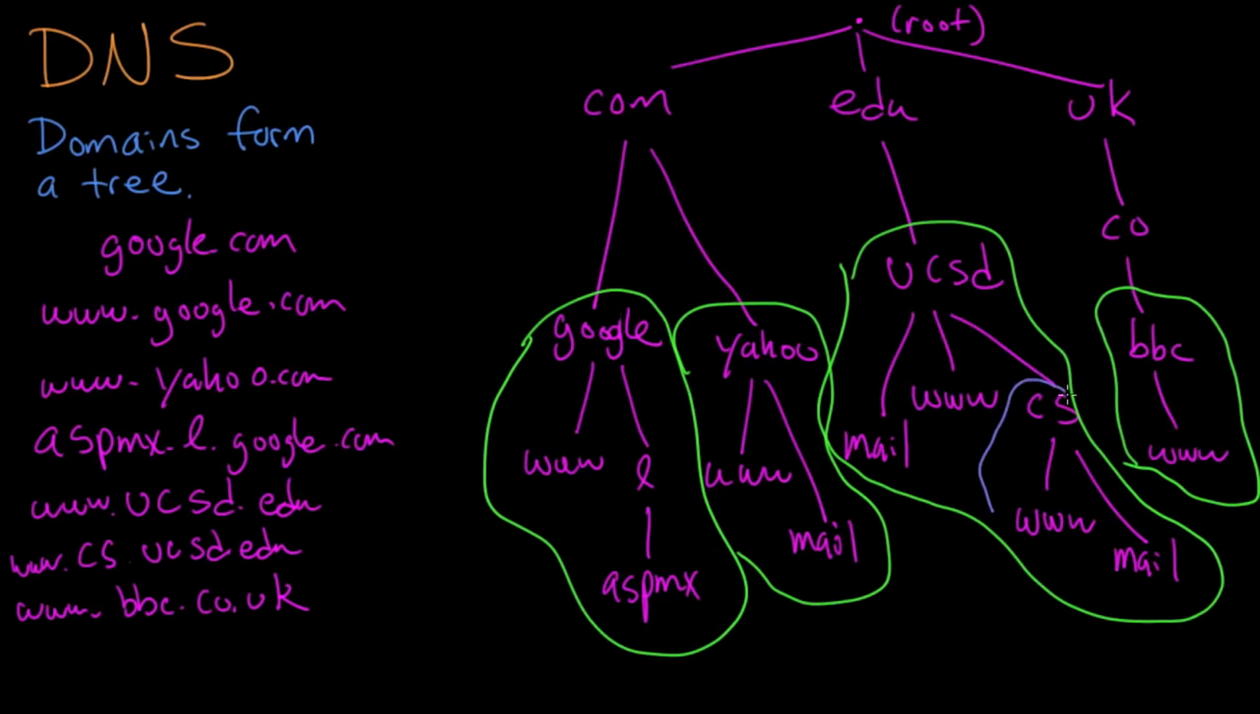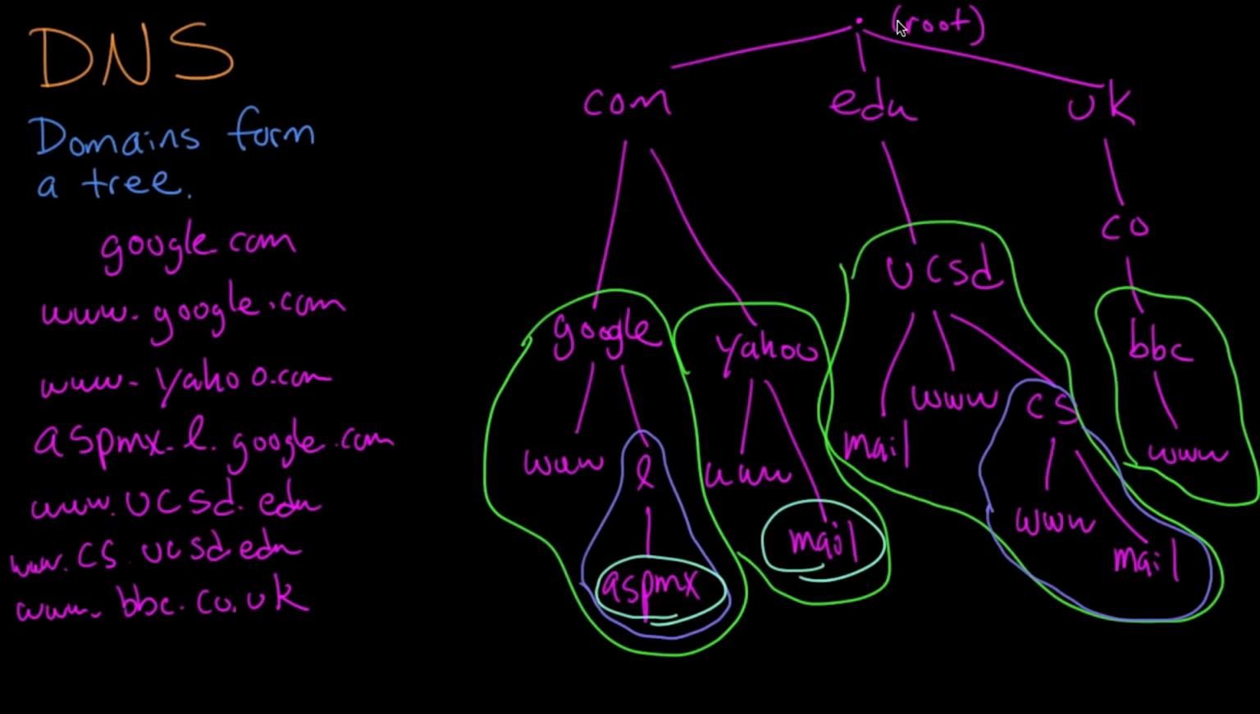Now, within each one of these green circles, there can be other domains, like right here. Here is the cs.ucsd.edu domain. And right here is the l.google.com domain. And in fact, there are even smaller ones within that. For example, here's a small domain. This is the aspmx.l.google.com domain. Here is the mail.yahoo.com domain.